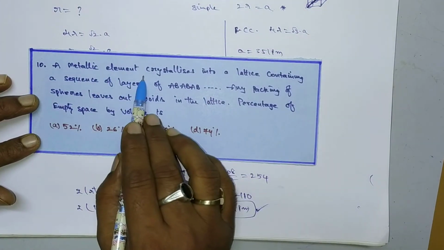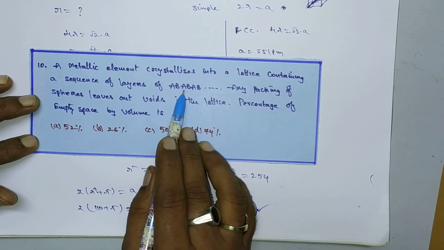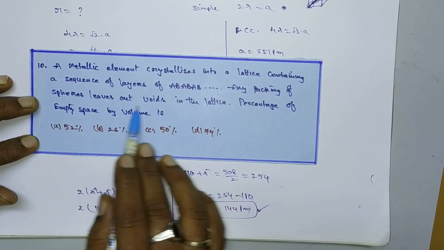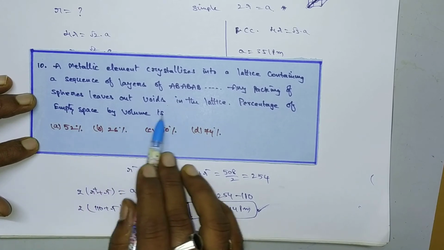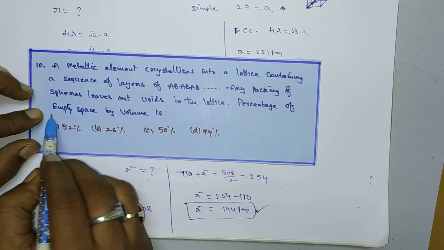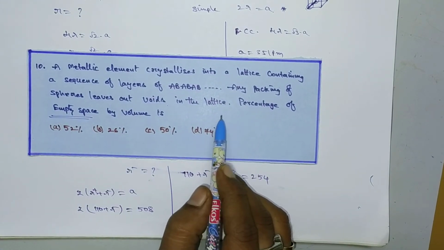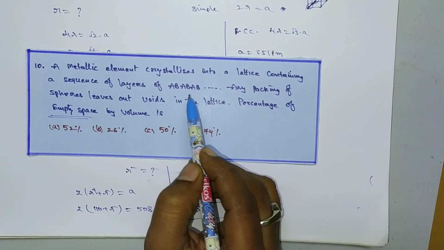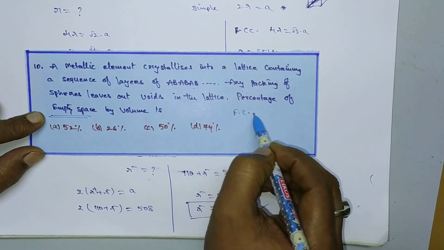So a metallic element crystallizes into lattice containing a sequence of layer arrangement of AB, AB, AB. So any packing of spheres leaves out some voids in the lattice. So the percentage of empty space by volume is. So here he asked to calculate the percentage of empty space, that is the void arrangement. So here AB type means here it is the face centered cubic structure. So AB type of arrangement is present in face centered cubic structure.